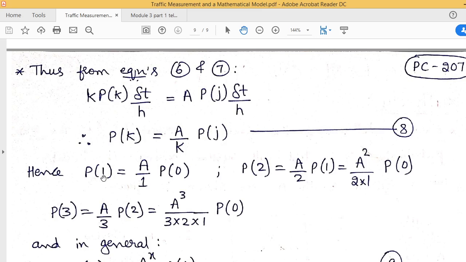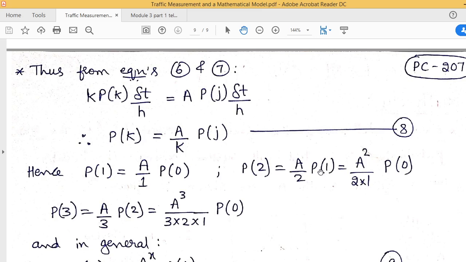If this K is becoming 1, of course J should be equal to 0. Similarly, we have written an equation for P of 1 as A times P of 0. Similarly, we can calculate P of 2 equal to A by 2 into P of J, which is A by 2 into P of 1. Sorry, P of J here, J is 1.